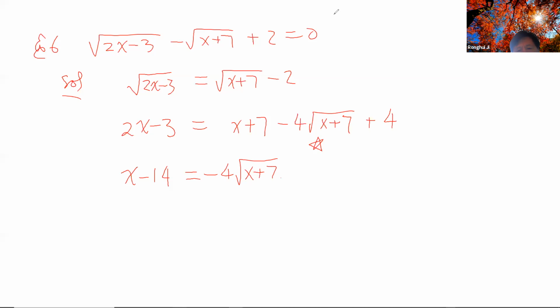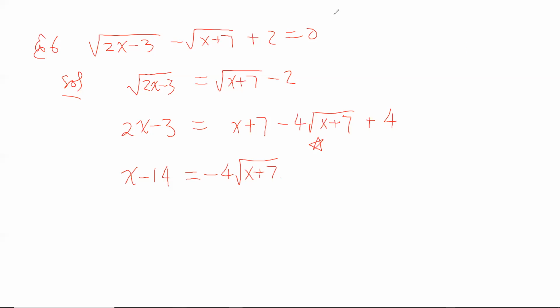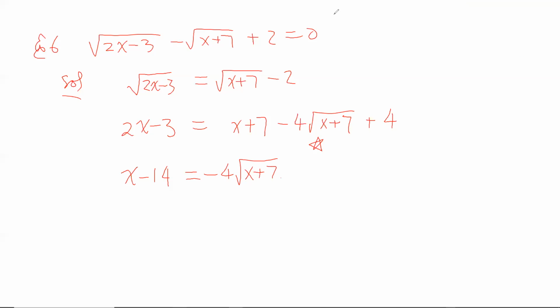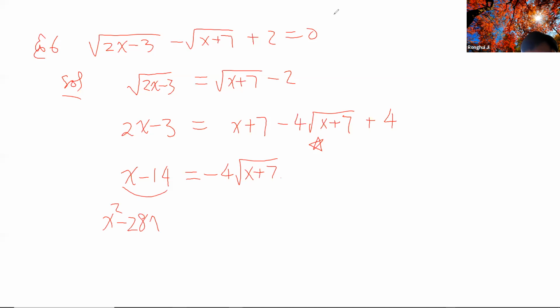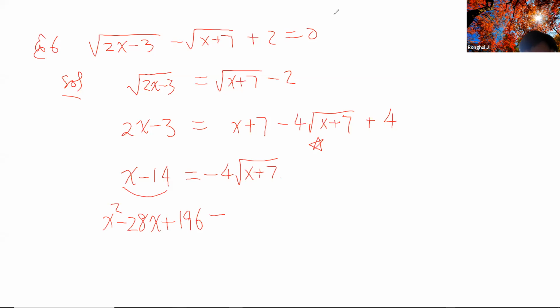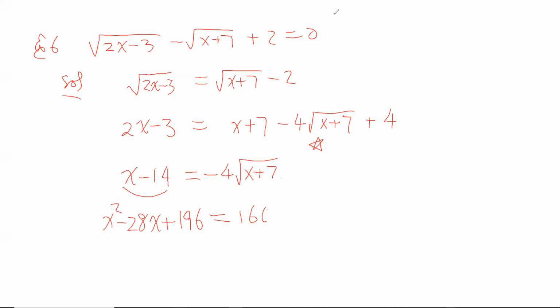Are you with me? Yeah. We subtract x from both sides. We subtract 11 from both sides. Now we can square both sides again. And when you square this side, you get x squared minus 28x plus what? 196. 196, right? And this side becomes? 16 times the quantity of x plus 7.